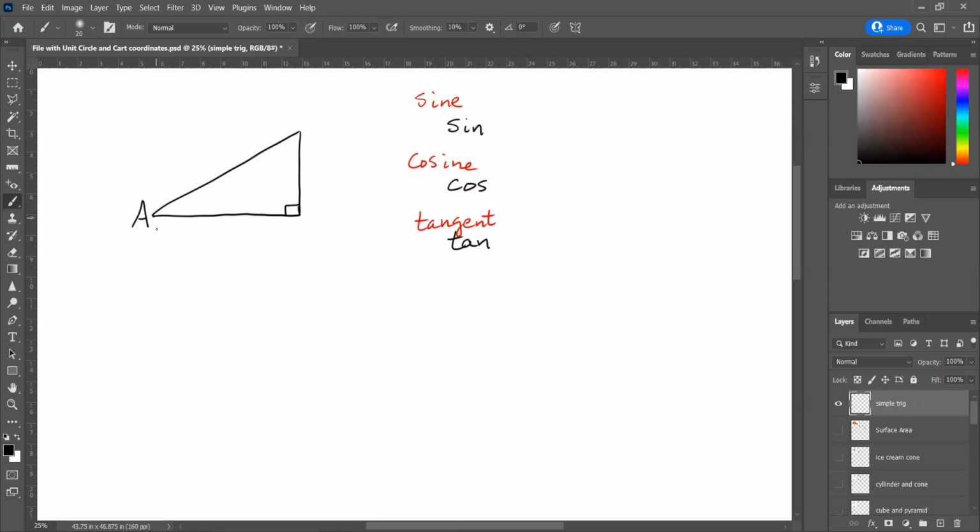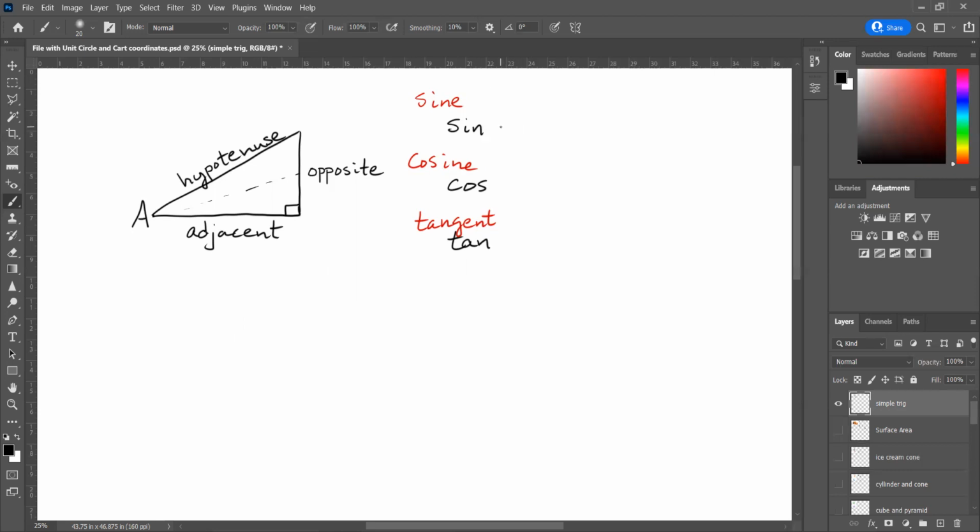So if I look from angle A's perspective, if I were to look through the center of the triangle, I would get to a side that was opposite that particular angle. We already know that the side opposite the right angle is the hypotenuse. We use that in the Pythagorean theorem. And the side that's next to angle A, but isn't the hypotenuse, is called adjacent. Adjacent meaning next to. Okay, so we've got opposite, adjacent, and hypotenuse.